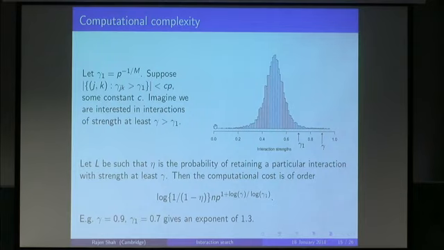Okay. So for example, if we're really interested in strong interactions with interaction strength greater than 0.9, and our gamma 1 was 0.7, somewhere around here, then here we have an exponent in p of 1.3, so really beating the full quadratic cost with this approach.